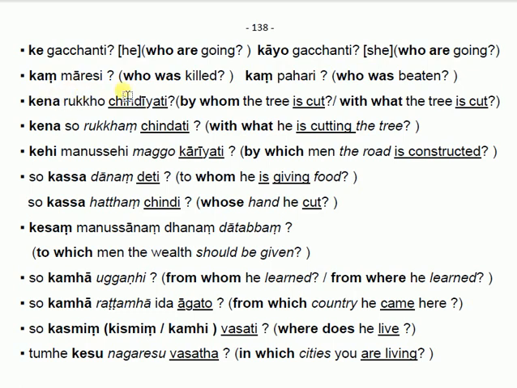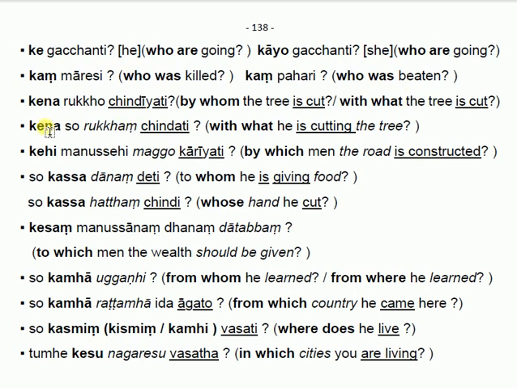And king maresi, who was killed. So it's king in accusative case, singular. King maresi, who was killed. King pahari, who was beaten.